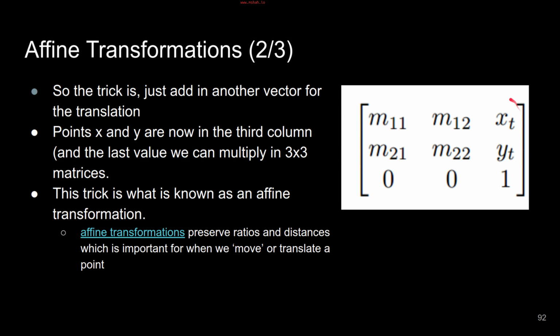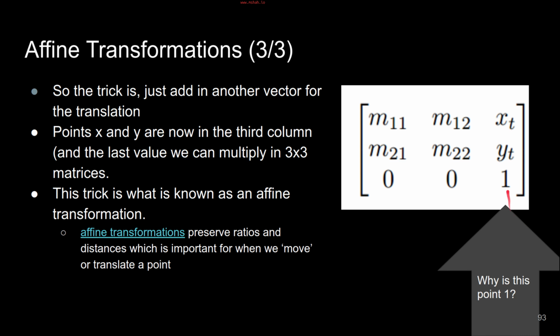So you can see we added this additional dimension here where we have x and y for x translation and y translation, in our third column here. This is a trick of what's known as affine transformations, which we use in computer graphics, which preserve the ratios and distances. So if we're going to move something further after we've already scaled it or rotated it or whatever, we want to preserve the perspective there.